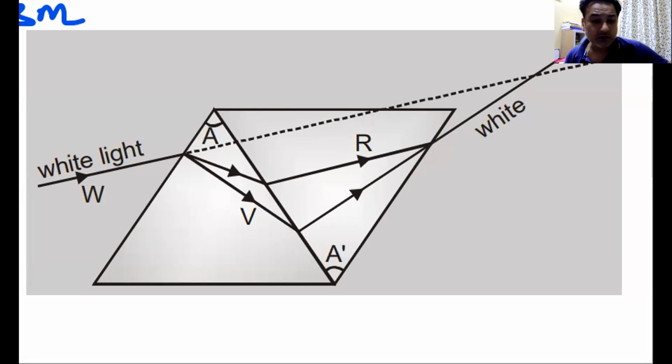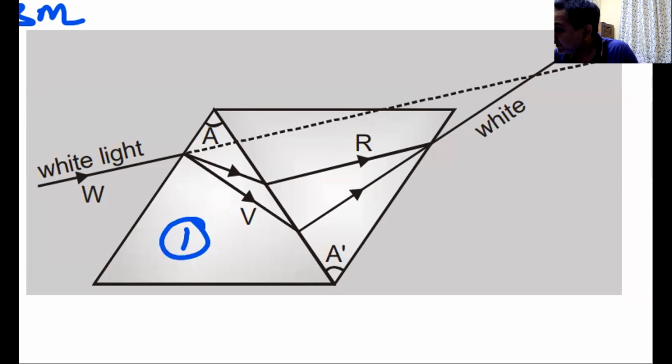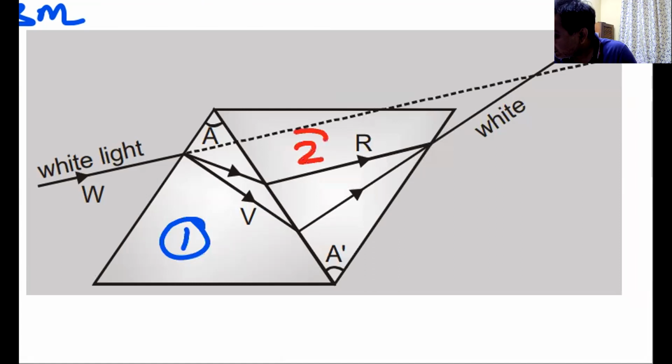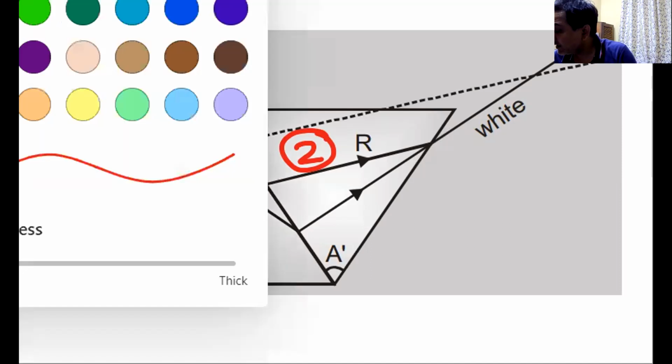Now, what has happened over here, can anyone tell me? Okay, the microphone is not working. As you can see, this is the blue prism, prism number 1, and this is the red prism, prism number 2. I'll just mark them differently. I hope you can see the two prisms. One is erect like this, and the other one is inverted, kept upside down.